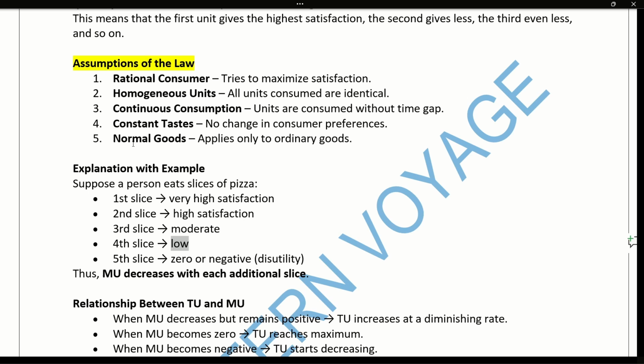Fourth slice low, fifth slice 0 or negative, disutility. Thus, MU decreases with each additional slice. Relationship between TU and MU: when MU decreases but remains positive, TU increases at a diminishing rate. When MU becomes 0, TU reaches maximum. When MU becomes negative, TU starts decreasing.